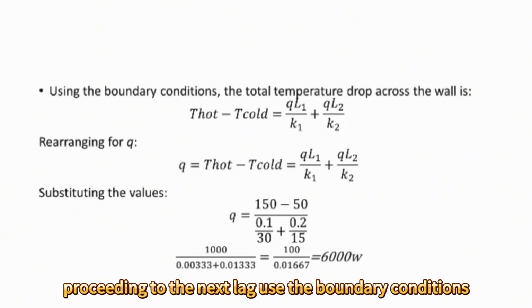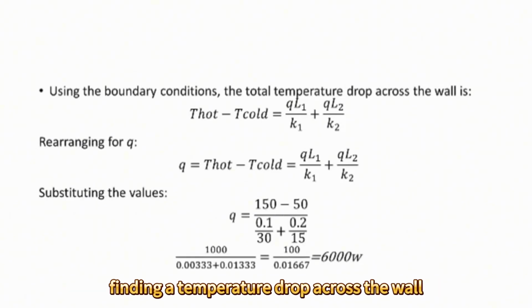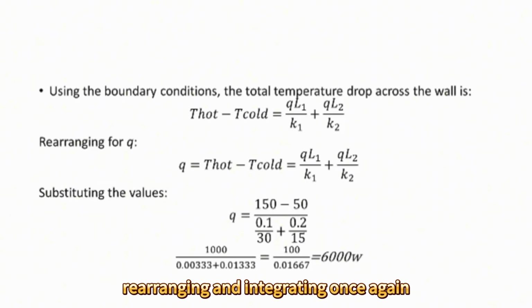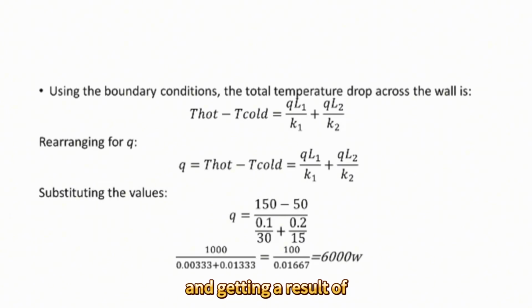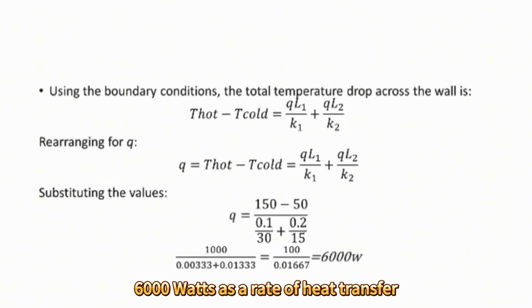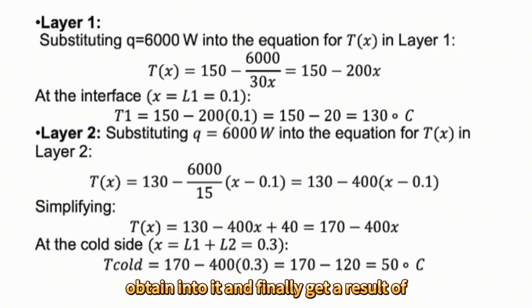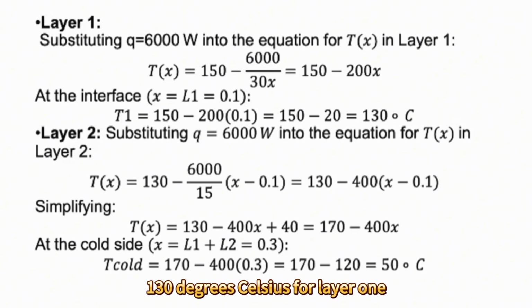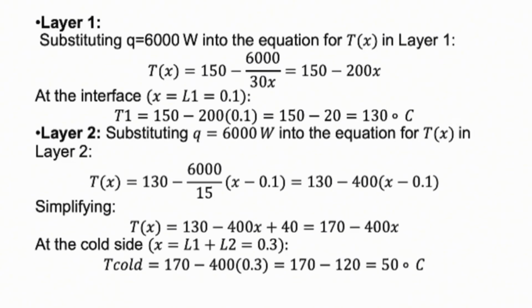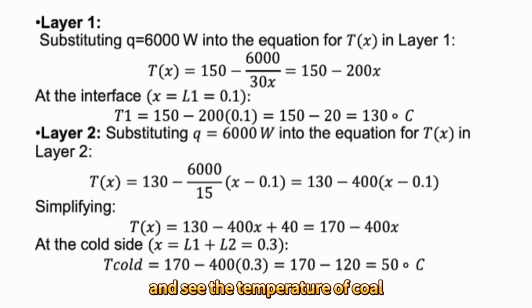Proceeding to the next slide, we use the boundary conditions, finding the temperature drop across the wall, rearranging and integrating once again, and getting a result of 6000 watts as the rate of heat transfer. Coming to our equation, temperature of layer equals temperature of hot minus rate of heat transfer of layer times x over the thermal conductivity. We substitute the value we obtained into it and finally get a result of 130 degrees Celsius for layer 1. We follow a similar solution for layer 2 and see the temperature of cold is 50 degrees Celsius for layer 2.